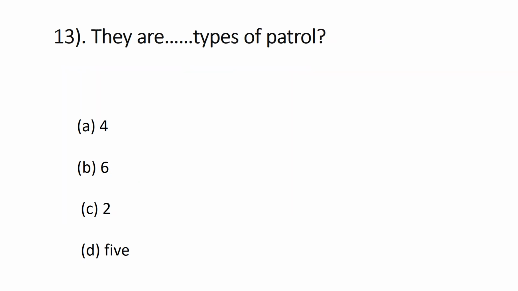Question number 13. There are type of patrol. A4, B6, C2, D5. How many types of patrol are there? There are 5 types of patrol. So D is the correct answer. If you want to know more about the 5 types of patrol, you can visit our website www.closecareer.com. There I have written a full course of security guard.